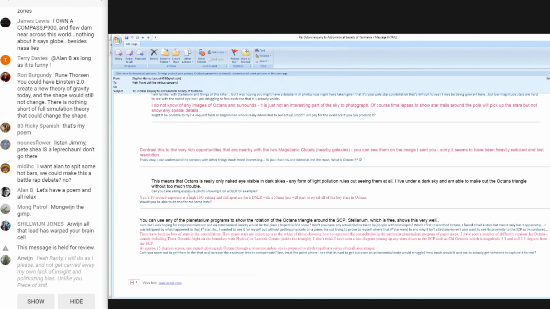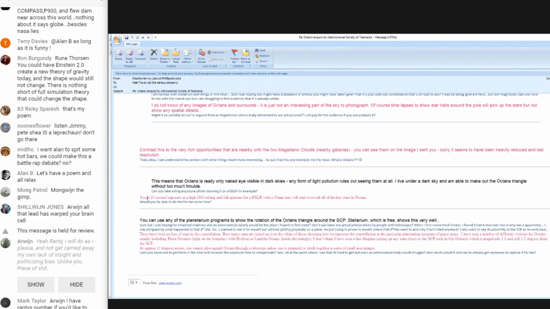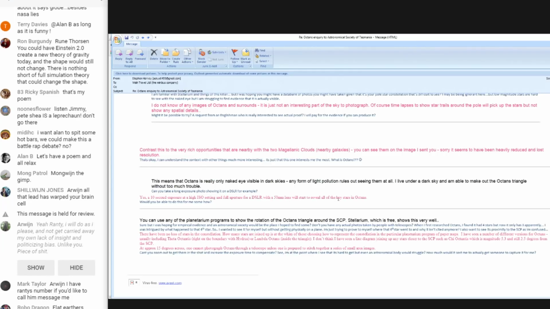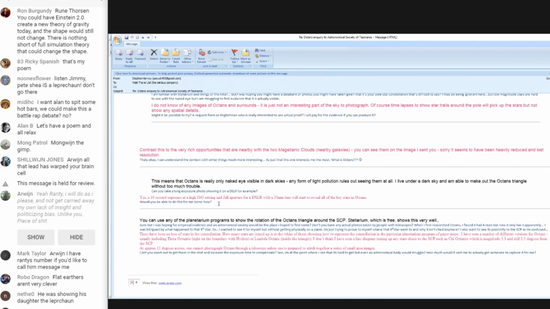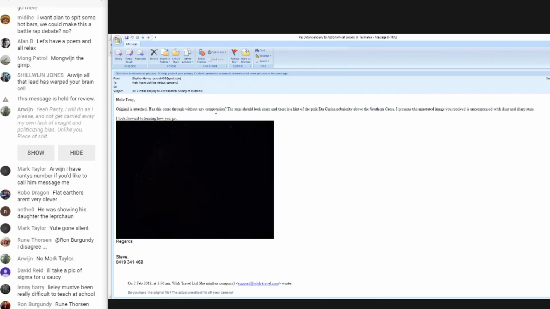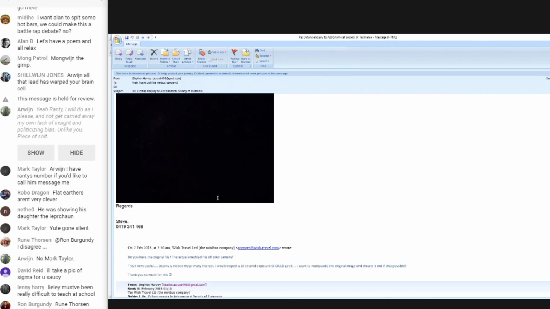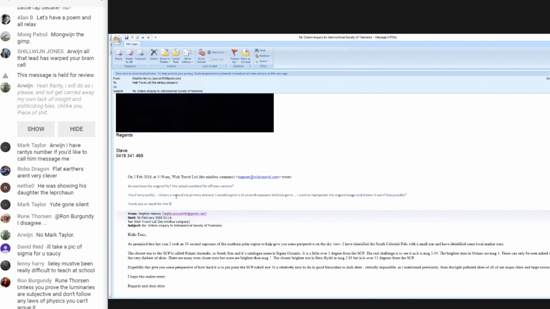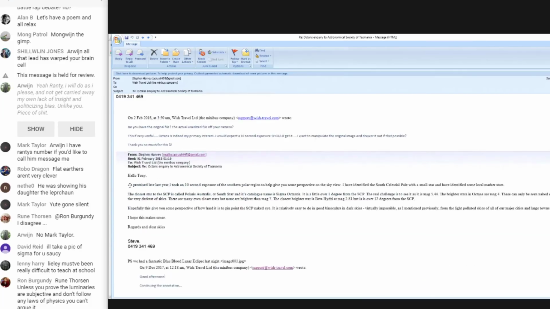And then I said, can you take a long exposure photo showing it on a DSLR, for example? And then he says, yes, a 10-second exposure at high ISO settings and full aperture for a DSLR with a 50mm lens. That's rubbish. Anyway, we'll start to reveal all of the key stars in Octans. And I said, would you be able to do this for me somehow? And basically, he sends me back this picture, original is attached. This has come through without any compression. It should be on this one here somewhere. Yeah, scroll past the unicorn picture. Here we go. Yeah, there we go.